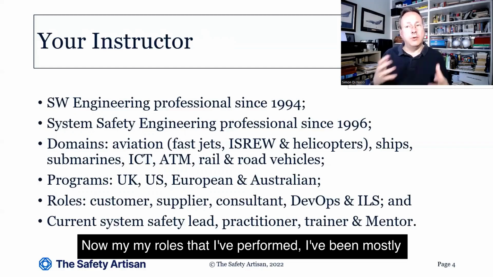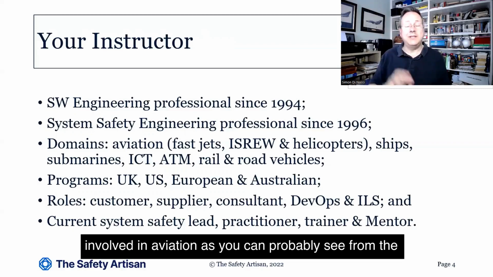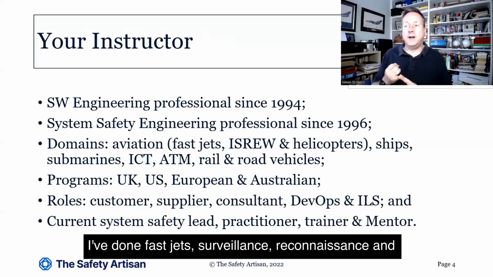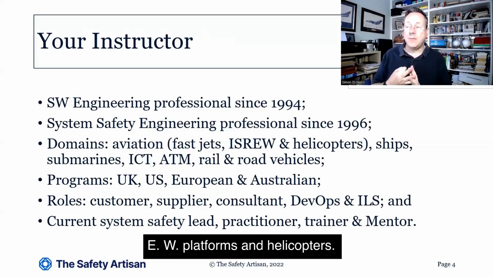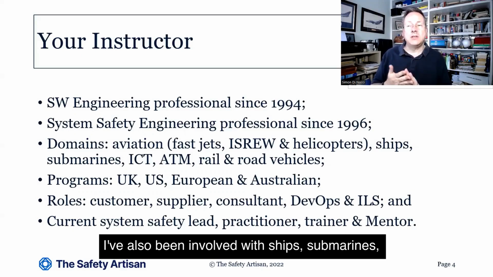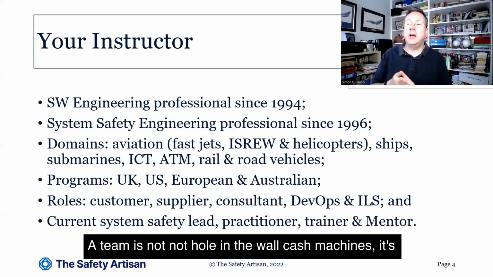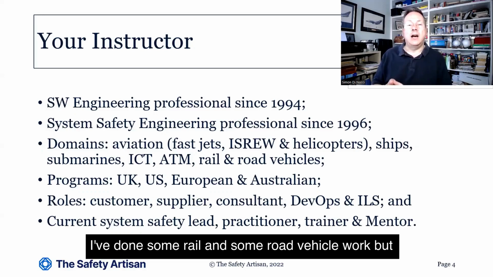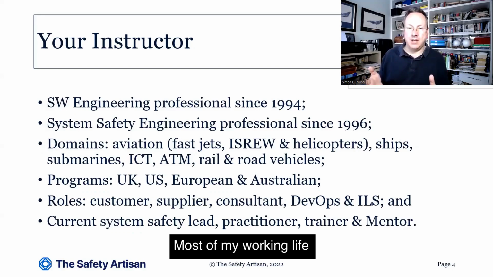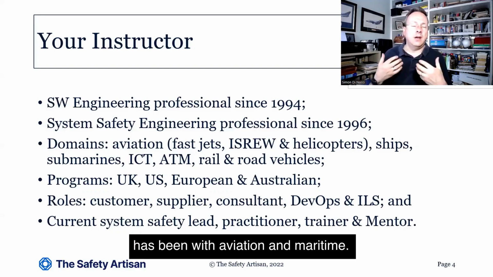Now, the roles that I've performed, I've been mostly involved in aviation, as you can probably see from the pictures on my study wall. I've done fast jets, surveillance, reconnaissance and EW platforms, and helicopters. I've also been involved with ships, submarines, information, comms and technology, ATM, not hole-in-the-wall cash machines, it's air traffic management. I've done some rail and some road vehicle work, but not a huge amount. Most of my working life has been with aviation and maritime.